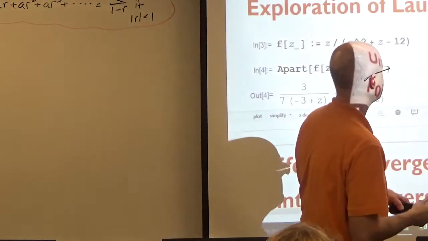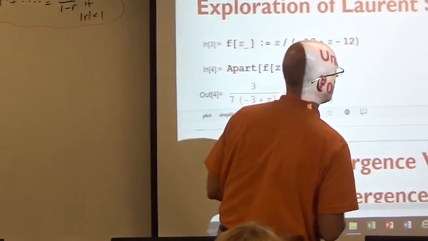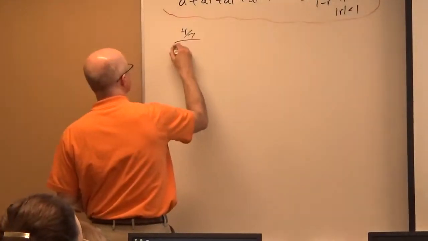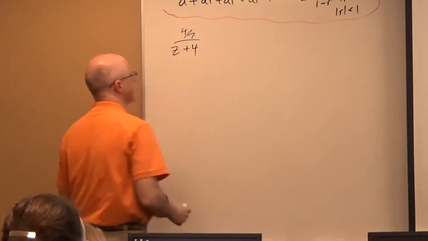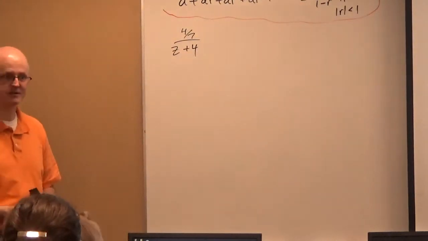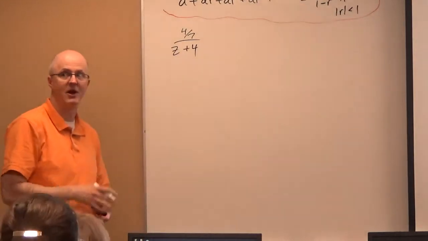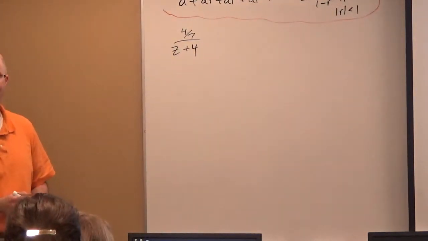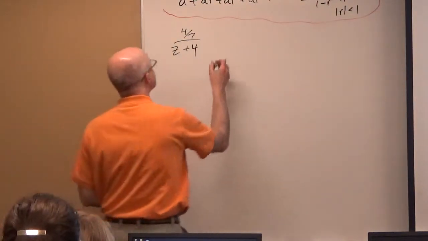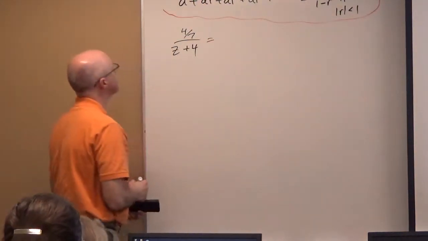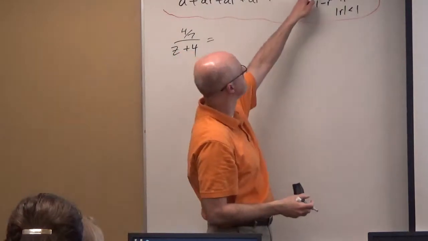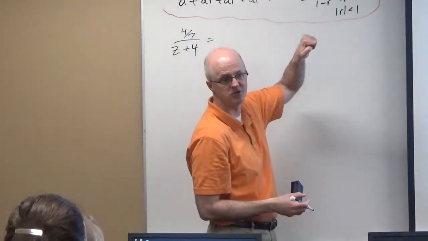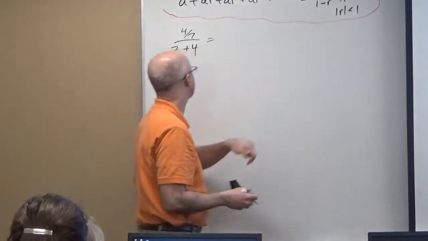So let's first look at a, which was 4/7 over z plus 4. I'd like to expand this in a Taylor series about z equals 0, which will actually also be its Laurent series about z equals 0. Sometimes the Laurent series equals the Taylor series. Trying to get it into the form something over 1 minus something, what kinds of algebraic tricks can I do to get it in that form?